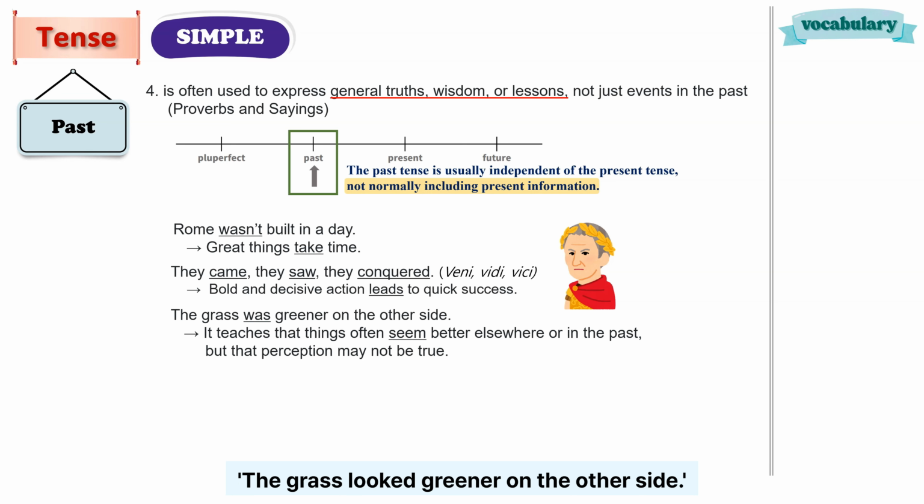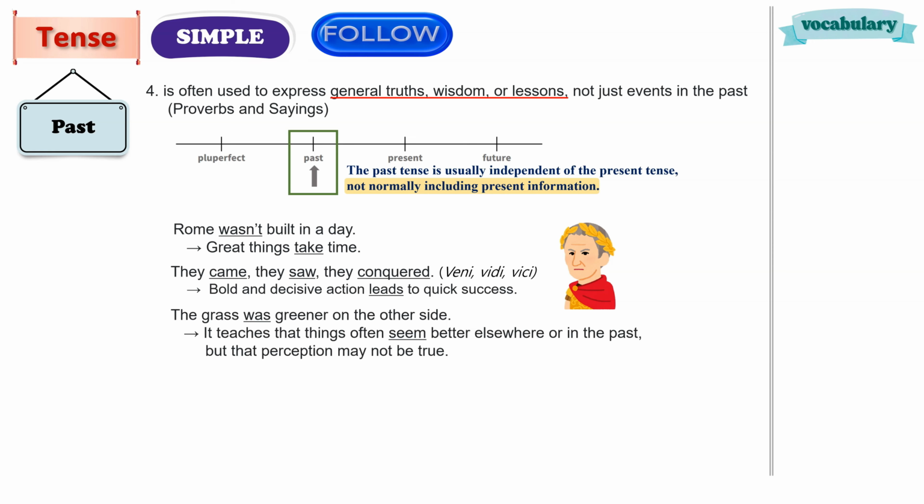The grass looked greener on the other side. This expression describes the human tendency to think that other situations always look better than one's own. But in reality, it reminds us that the other side often isn't as different as it seems, a reflection of the gap between ideal and reality.